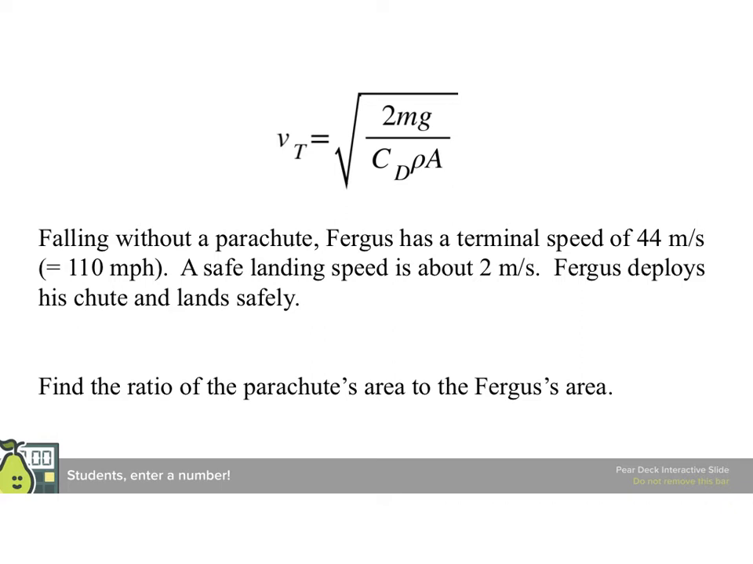We'll try this problem. Falling without a parachute, Fergus has a terminal speed of 44 meters per second. That's about 110 miles an hour. A safe landing speed is about 2 meters per second. Fergus deploys a parachute and lands safely. Find the ratio of the parachute's cross-sectional area to Fergus's cross-sectional area.